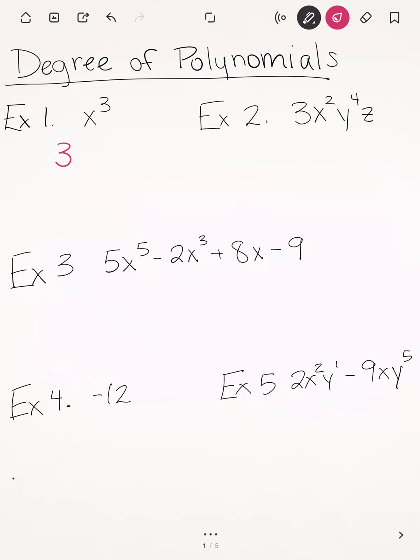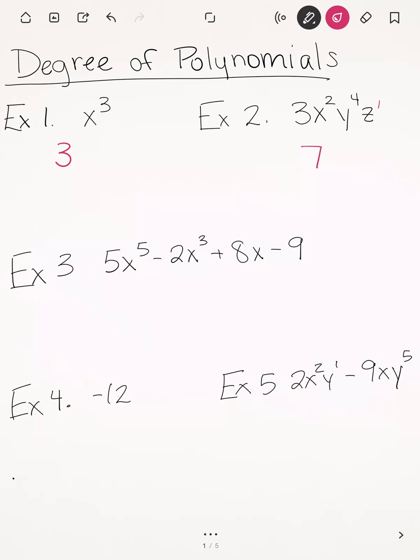Okay, if we look at example 2, notice we only have one term, but we have multiple variables. We have an x, a y, and a z. What we're going to do to find the degree of this is add up all of the exponents to determine the degree. So we have a 2, a 4, and the z has an exponent of 1. So 2 plus 4 plus 1 gives me 7. So this has a degree of 7.